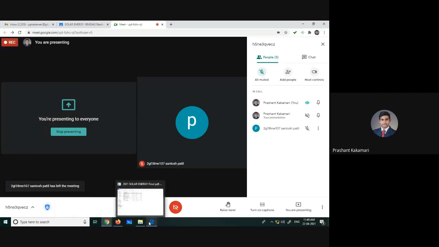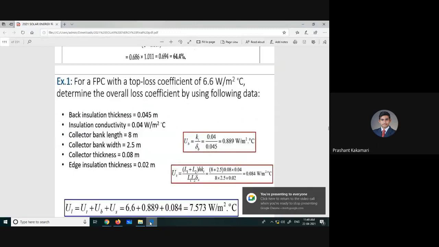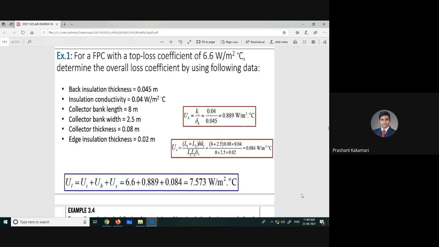So coming to the topic, today's topic, we'll take some numericals with understanding of the equations or the correlations for the flat plate collector, or as it is many times called, the liquid flat plate collector. Okay. So coming to one of the problems, here you can observe for a flat plate collector with a top loss coefficient. Top loss coefficient in the sense it is going to have both radiation and convection heat losses.